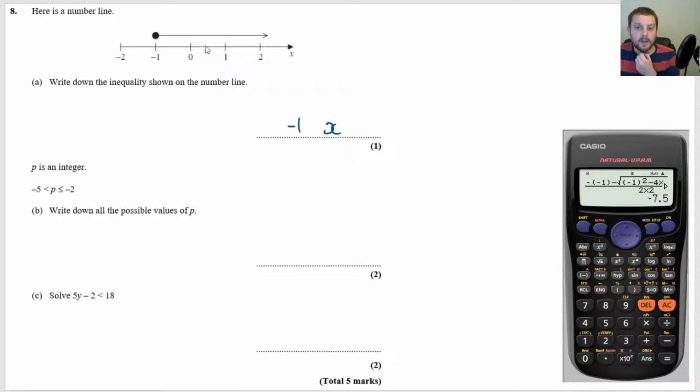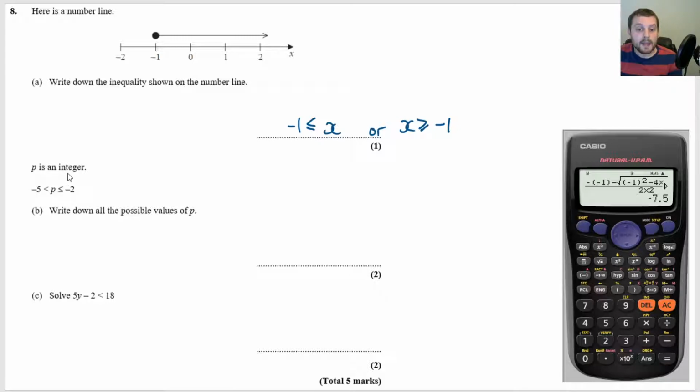Well, 1 is greater than -1, 2 is greater than -1. It's all the x's which are greater than or equal to -1. So you could write it that way around, or you could of course write it this way around. You just want the crocodile, as it were, to be pointing towards the x, because x is any value that's greater than or equal to -1. You don't need to write both. You can just pick one to write.